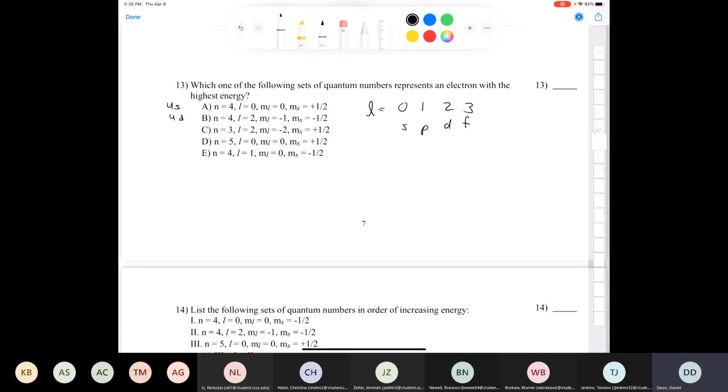Let's see, what else do we have here? In C, we're dealing with a 3d orbital. In D, we're dealing with a 5s orbital. And in E, we're dealing with a 4p orbital. Okay, got all those right. So I see what they're doing here. The question is, which one of these is the highest energy? It might be a knee-jerk reaction to say, hey, it must be D. It must be the one that has the highest principal quantum number.